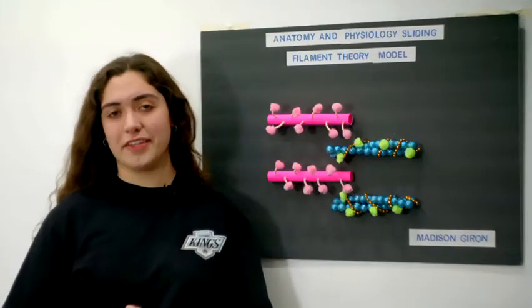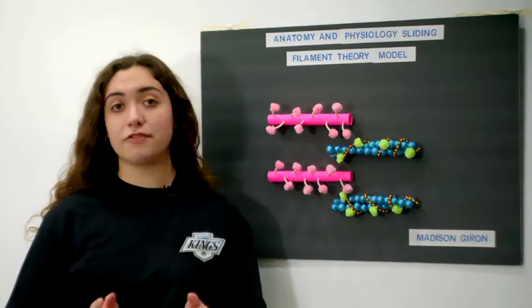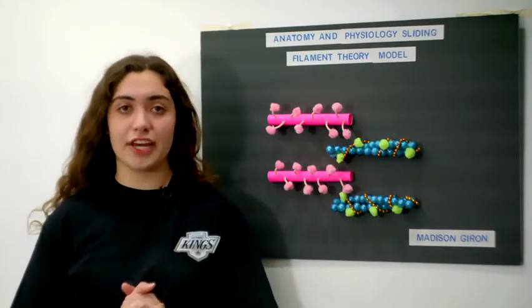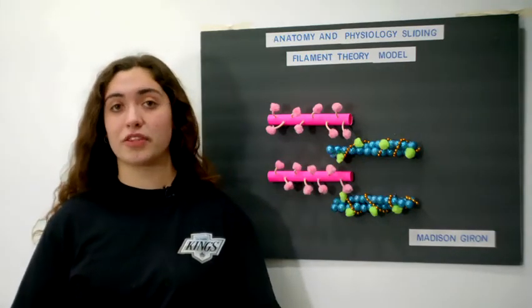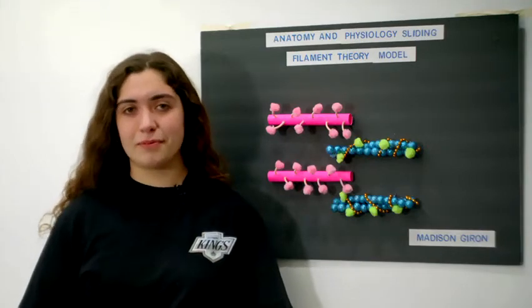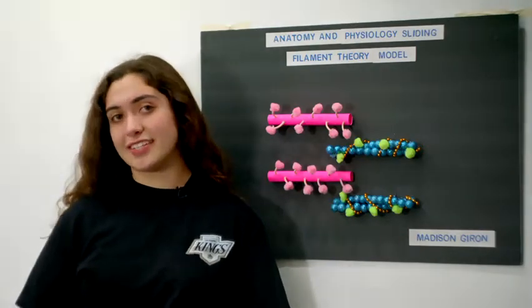According to the sliding filament theory, a muscle fiber contracts when myosin filaments pull actin filaments closer together and thus shorten sarcomeres within a fiber. When all the sarcomeres in a muscle fiber shorten, the fiber contracts.